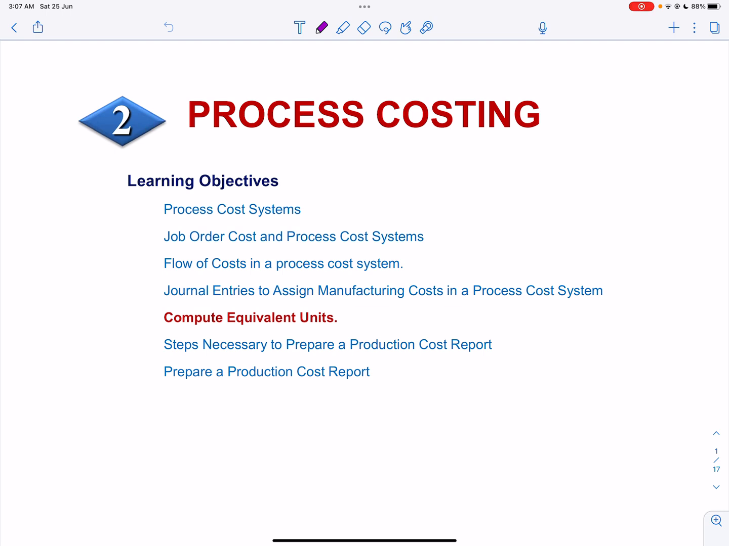In this video, we will talk about what is equivalent units and how to compute equivalent units. In the third video, we will talk about steps necessary to prepare a production cost report and how to prepare a production cost report.